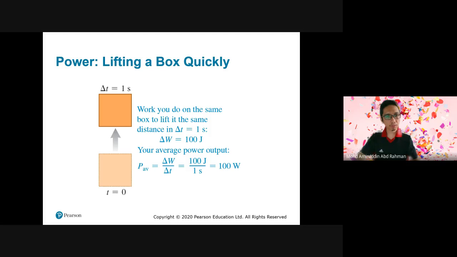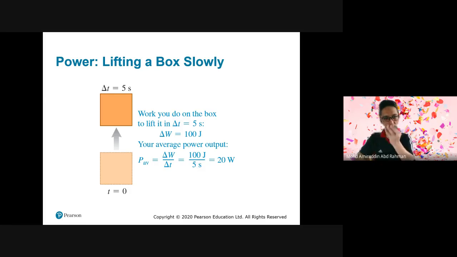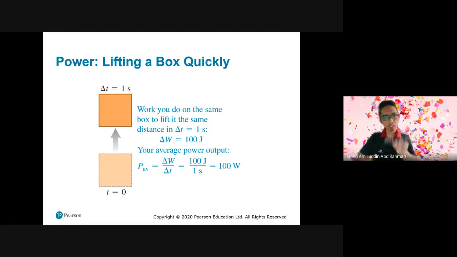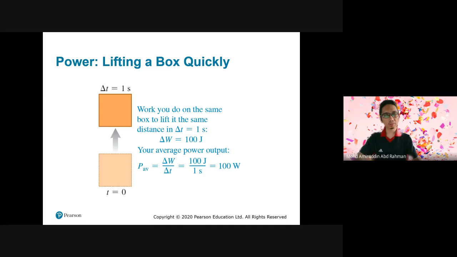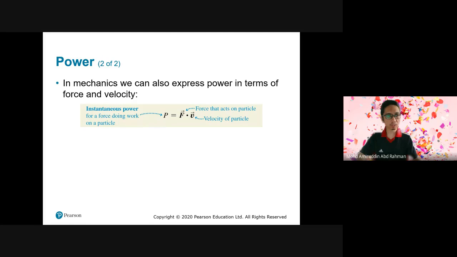If you lift a box quickly, will your power be higher? Of course, because you need to give a bigger force to make the box move quickly. Here the work is still 100 joule, but the time is only 1 second. So the power will be much higher compared to the previous one, where you only used 20 watt. Whenever the time taken is less, the power will be higher. Remember that power depends on time.